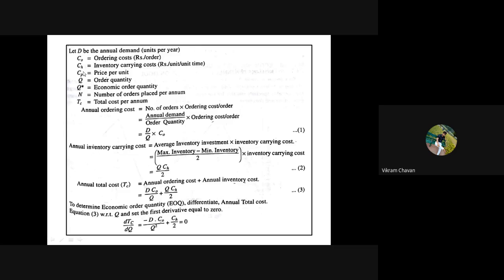Then the next one is C suffix H, which is the inventory carrying cost. This inventory carrying cost is expressed in rupees per unit per unit time. Then C suffix P is the price per unit, that is, the price of an individual component.